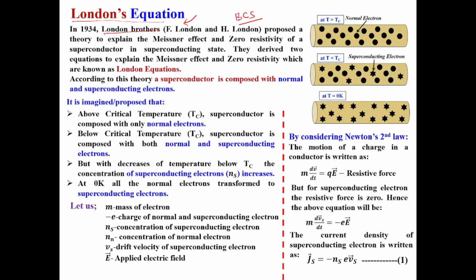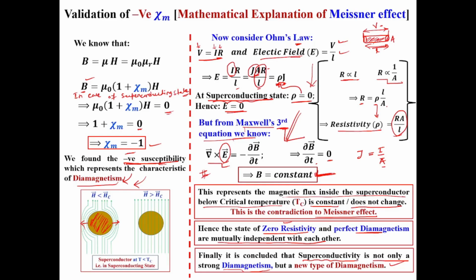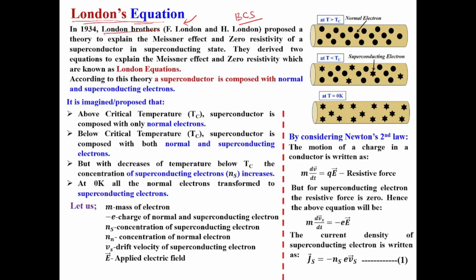So here I am going to stop today's lecture. In the next lecture or video, we are going to discuss London's equation, which explains superconductivity, both zero resistivity and perfect diamagnetism, the so-called new type of diamagnetism. So thank you so much for watching this video. Thank you.